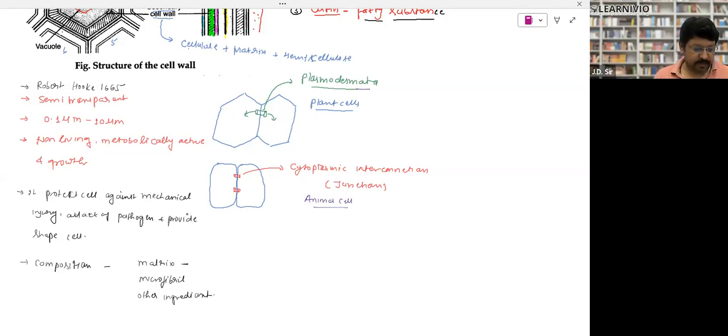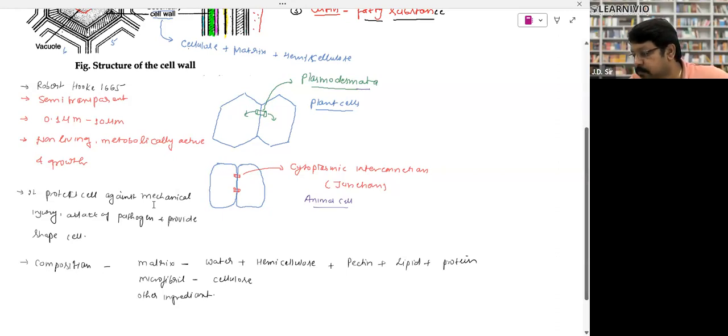Matrix is made up of water, hemicellulose, plus pectin, plus lipid, plus protein, right? So matrix is made up of water, hemicellulose, pectin, lipid, and protein. Microfibrils are made up of cellulose. Is that clear? So this was all about the cell wall. Is that clear?